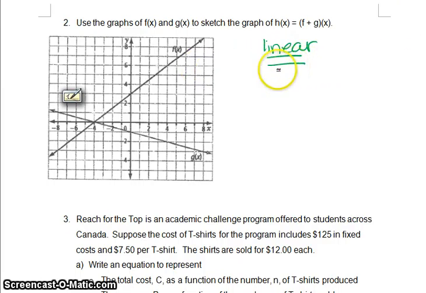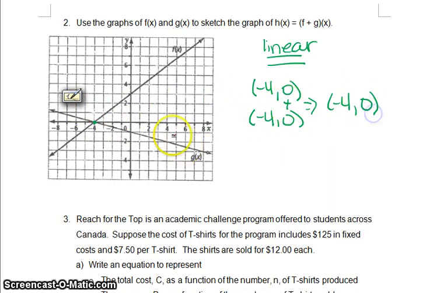So for our first one here, let's go with this coordinate here. This one's nice and easy. For f of x, we're at -4 and 0. And for g of x, we're actually at that same coordinate. So your x value stays the same, so we are at -4. And 0 plus 0 is equal to 0. So that coordinate is actually right at that intersection point.